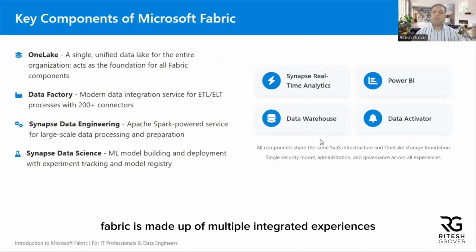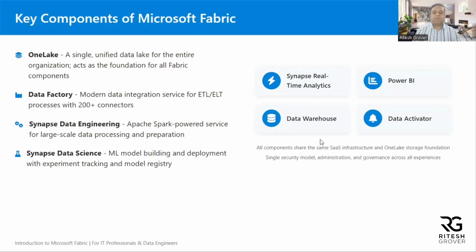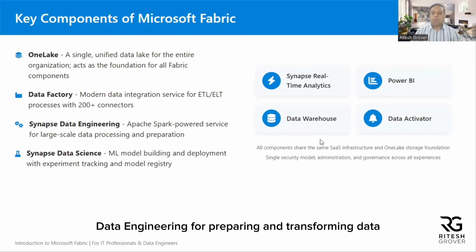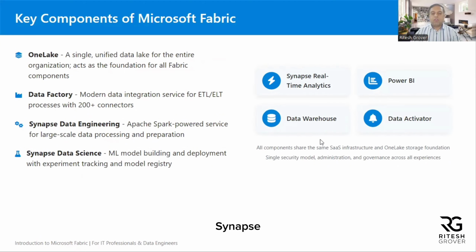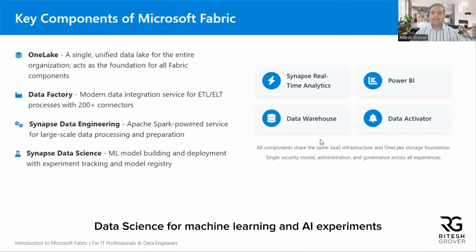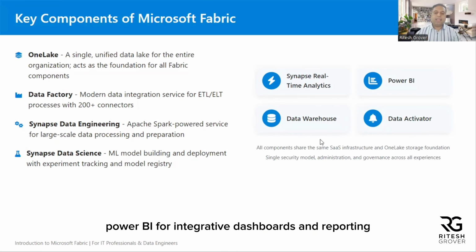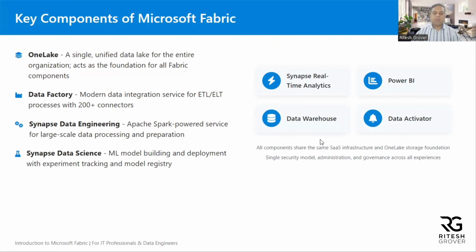Key components of Microsoft Fabric. Fabric is made up of multiple integrated experiences, each serving a specific purpose. First of all, Data Factory, which is used for data integration and pipelines. And the other one is Synapse Data Engineering for preparing and transforming data. Synapse Data Science for machine learning and AI experiments. Synapse Real Time Analytics for analyzing live streaming data. Power BI for interactive dashboards and reporting. Data Activator to trigger automated actions based on data changes.